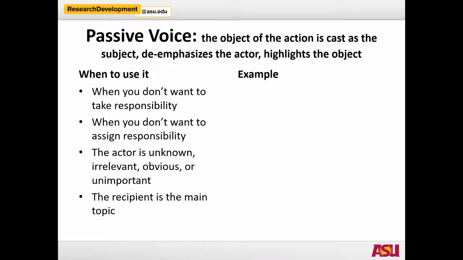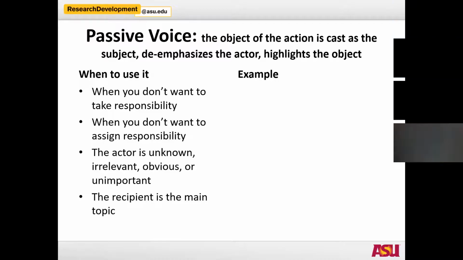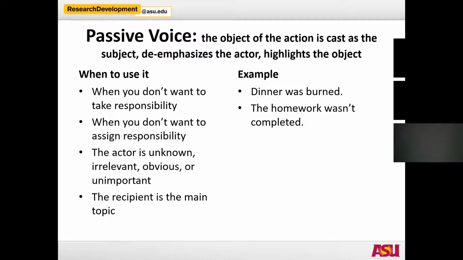Okay, passive voice. I guess the last speaker talked about passive voice and active voice, but we're going to talk about it a little bit here. This is when the object of the action is cast as the subject, and it de-emphasizes the actor but highlights the object. So when would you use it? When you don't want to take responsibility. So, dinner was burned. I didn't burn dinner. When you don't want to assign responsibility, the homework wasn't completed goes around a lot better with your teenager than you didn't complete your homework. Okay?